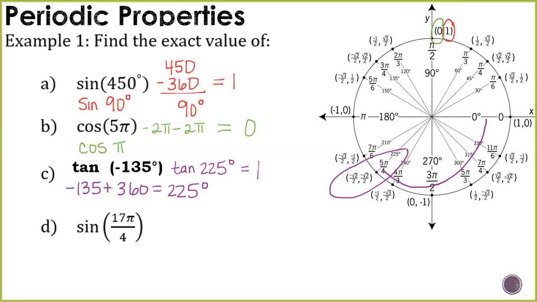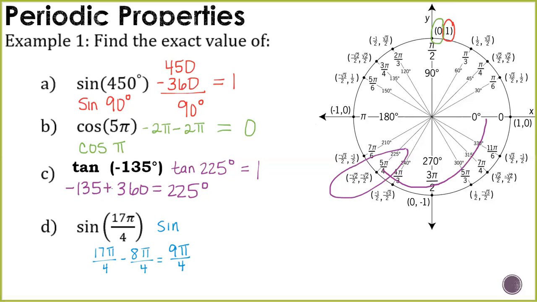And now 17 pi over 4. So that's greater than 2 pi. So I'm going to subtract from that 2 pi. So let's take that 17 pi over 4, and subtract from that 8 pi over 4 to find our coterminal angle. And that is 9 pi over 4.